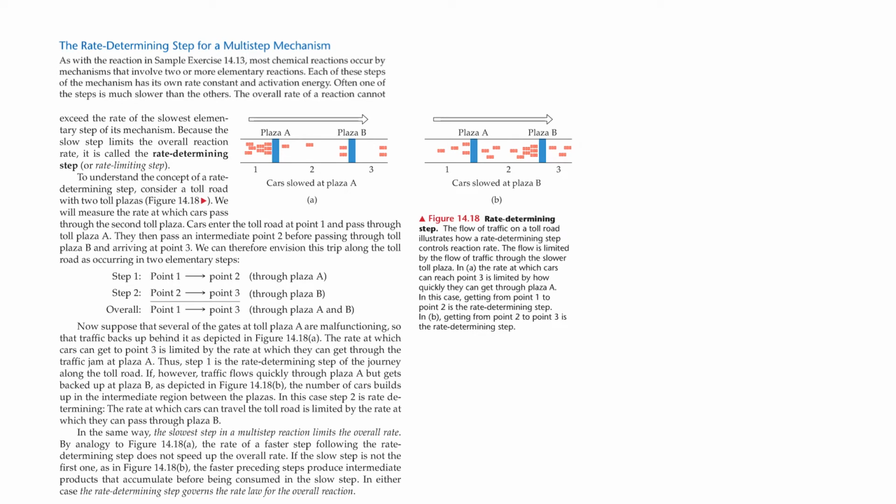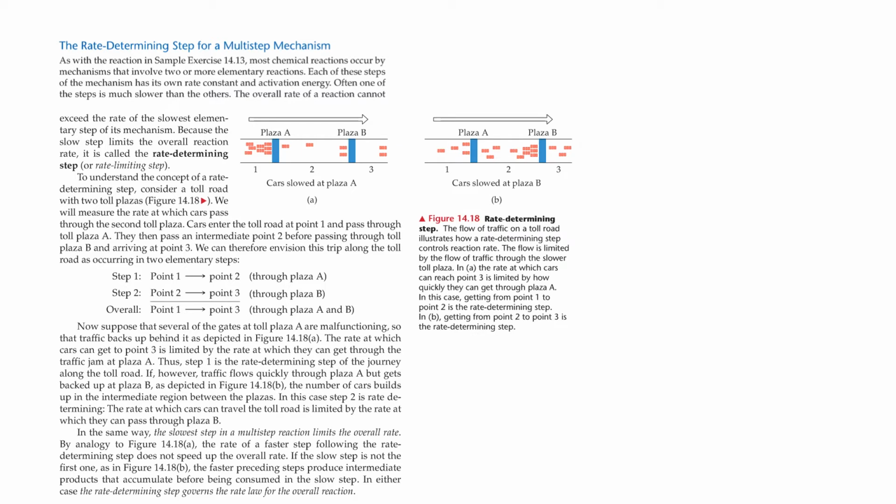The rate determining step for a multi-step mechanism. As with the reaction in Sample Exercise 14.13, most chemical reactions occur by mechanisms that involve two or more elementary reactions. Each of these steps of the mechanism has its own rate constant and activation energy. Often one of the steps is much slower than the others. The overall rate of a reaction cannot exceed the rate of the slowest elementary step in its mechanism. Because the slow step limits the overall reaction rate, it is called the rate determining step or the rate limiting step.